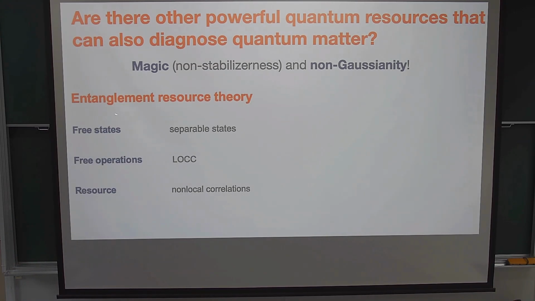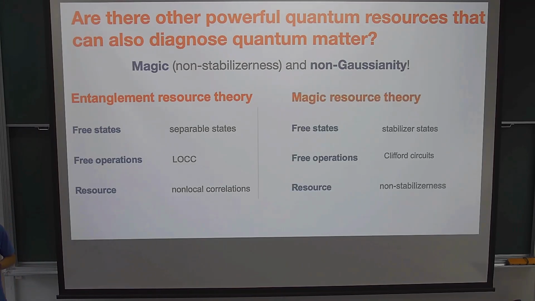So as we know, for entanglement as a quantum resource, we need to define what the free state is, which is very cheap. It's a separable state, and the free operation is basically something that cannot increase entanglement. So it's local operations and classical communication, and then the source is this kind of non-local correlation of the state.